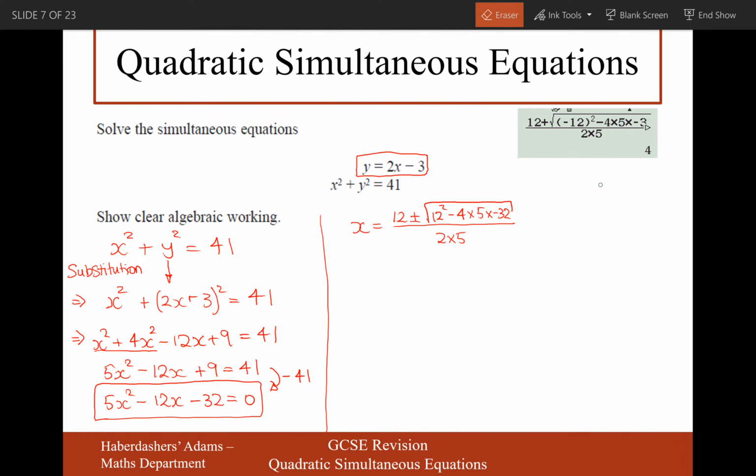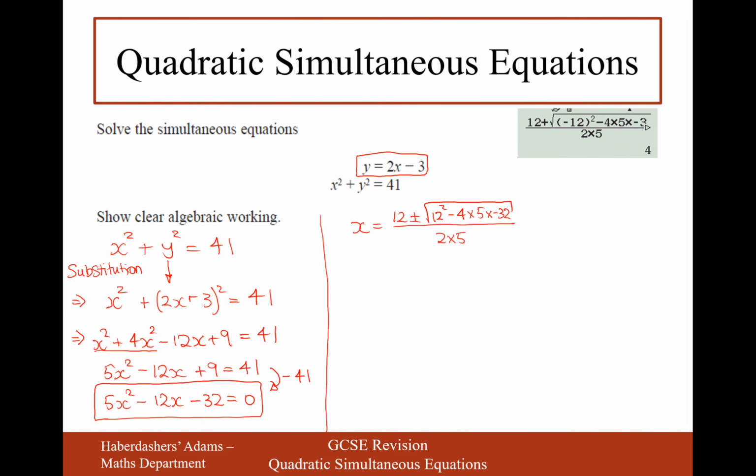Okay, and this is what we should get out of the calculator then. So it should be x equals 4, and then when you do the minus answer, you get minus 1.6. And we're nearly there. We've still got to find out the y letter though.